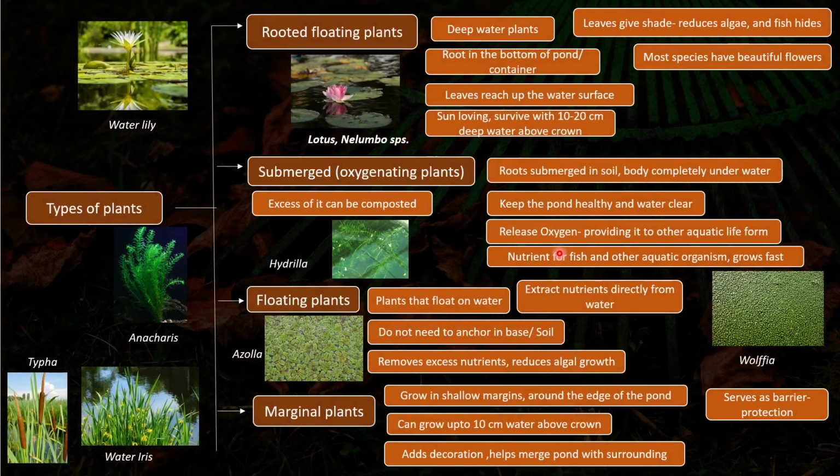So I hope that the various types of plants are clear with you. The rooted floating plants like lotus and water lily, the submerged oxygenating plants that are completely in water, these are hydrilla and anacharis, and then the floating plants, these are very small, their roots do not need to be joined with the soil. These are azolla and wolffia, these are completely floating on water. And then there are marginal plants that are present in the margin of the pond. These are plants like typha and water iris.